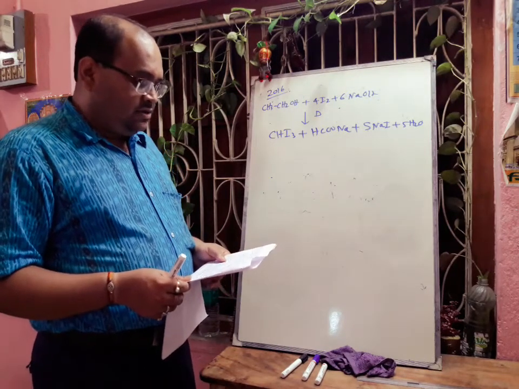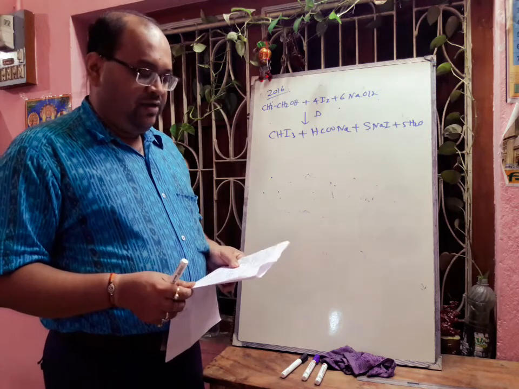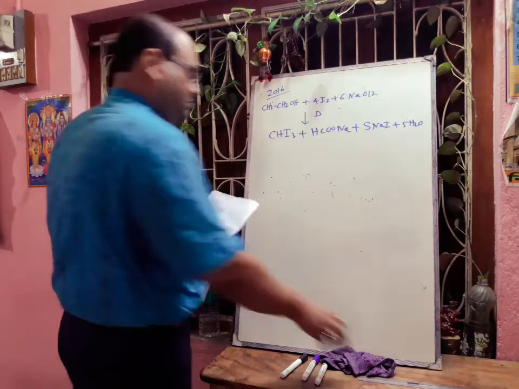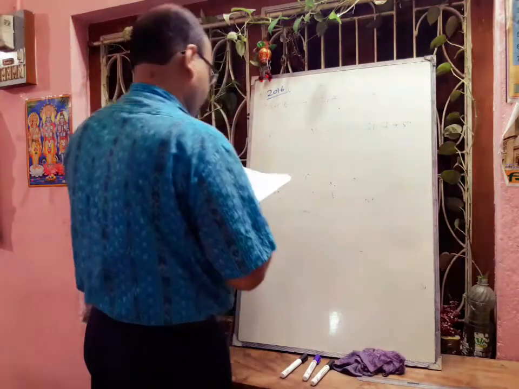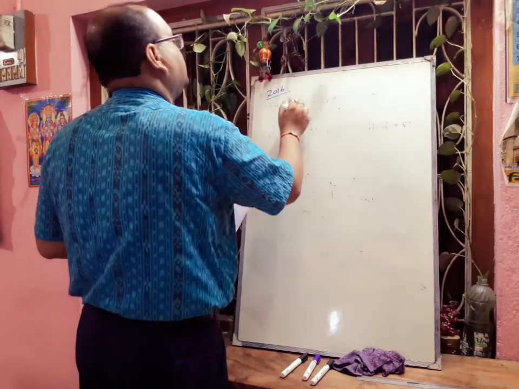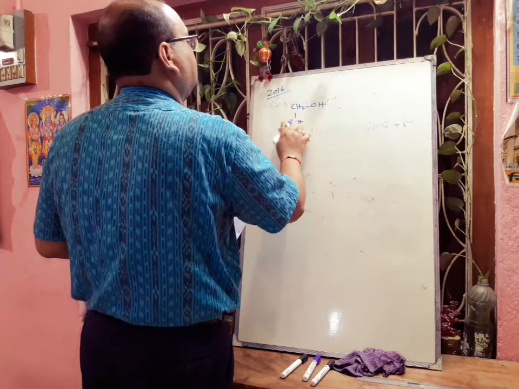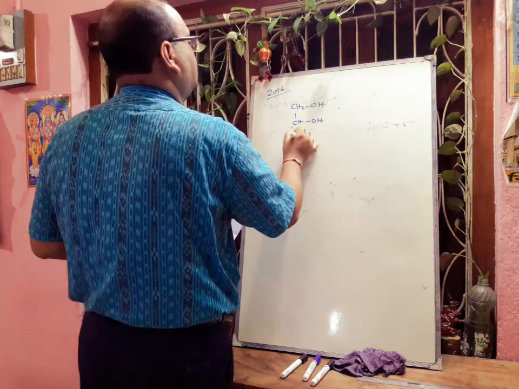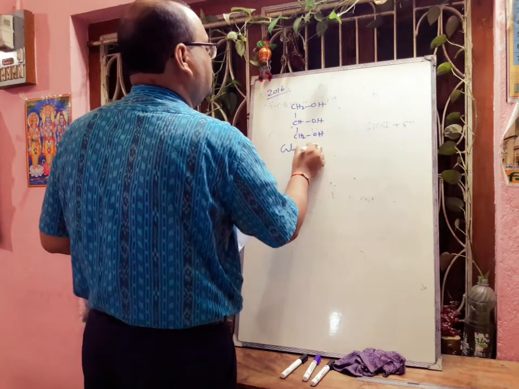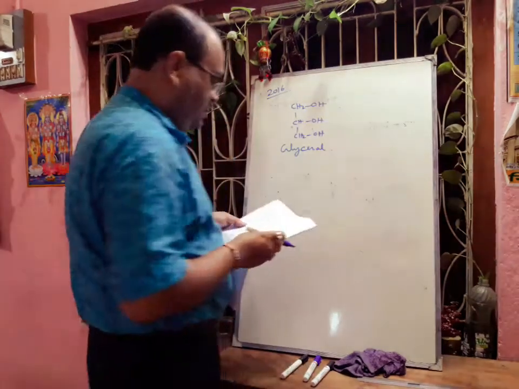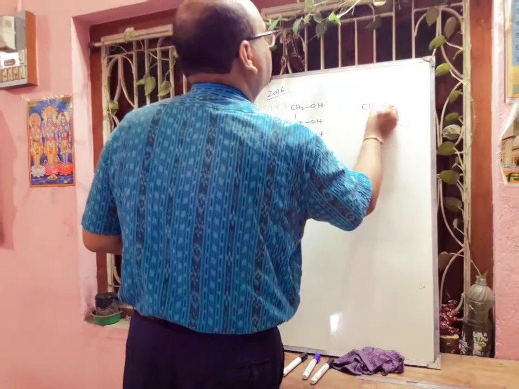Next question is given that glycerol, propane-1,2,3-triol. This one is glycerol. So this one is a trihydroxy alcohol. Okay, it's more viscous than ethylene glycol. Ethylene glycol structure is this one.